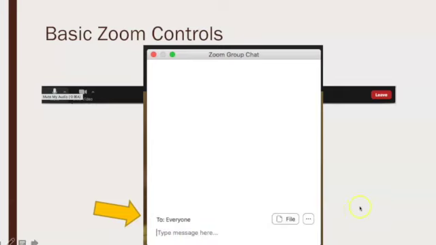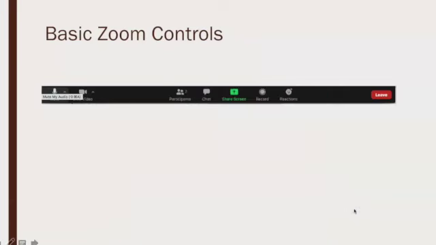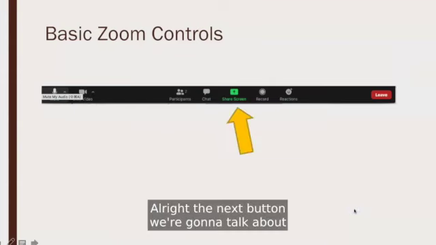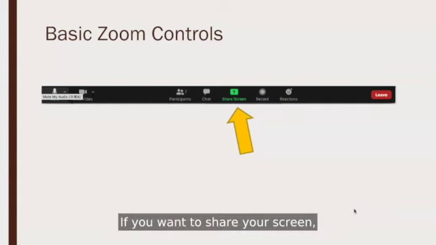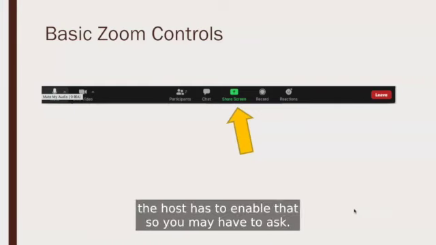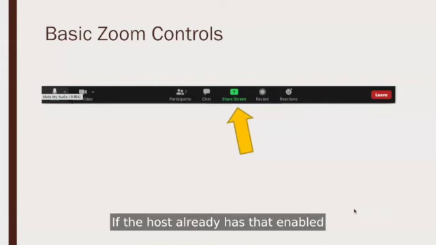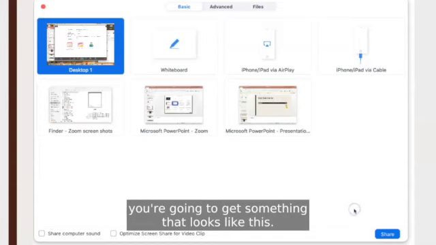All right, the next button we're going to talk about is the share screen button. It's the green button in the middle of your bar. If you want to share your screen, sometimes the host has to enable that, so if you click on it, it may tell you the host has to enable that, so you may have to ask. If the host already has that enabled, when you click on it, you're going to get something that looks like this.